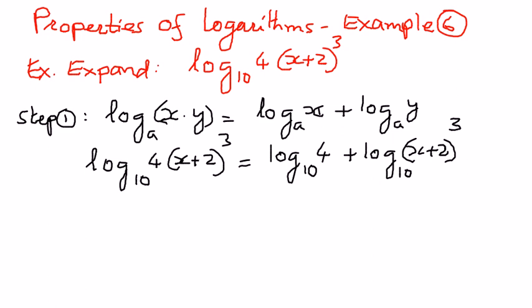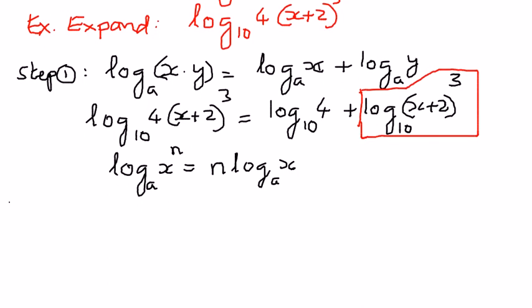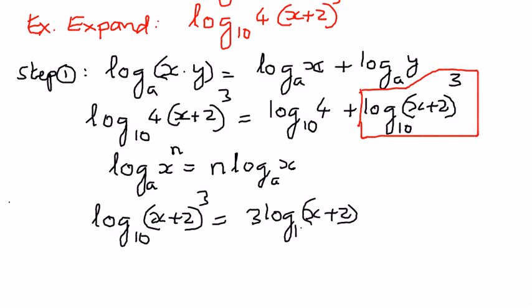Now as we can see, the second part of the expression looks like we need to use the power rule. And what is the power rule telling us? The power rule is telling us that if we have log x to the power of n to the base a, we can expand this one out as follows. We're going to get the power to the beginning of the expression as n log x to the base a. Therefore, we're going to expand the second part of this expression as follows. We have log of (x plus 2) to the power of 3 to the base 10. We can write this one as 3 log (x plus 2) to the base 10, right?